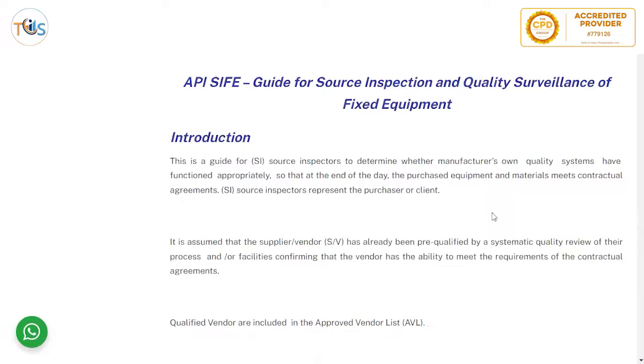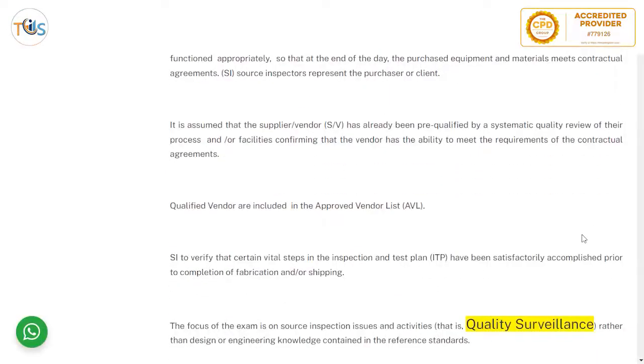It is a guide for the source inspector to determine whether the manufacturer's own quality system has functioned appropriately, so that at the end of the day, the purchased equipment and materials meet contractual agreements. The source inspector normally represents the purchaser or the client. It's assumed that the supplier, vendor, or S-V has already been pre-qualified by a systematic quality review of their process and or facilities, confirming that the vendor has the ability to meet the requirements of the contractual agreements.